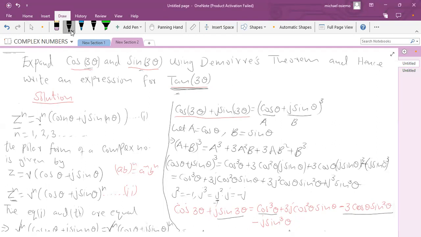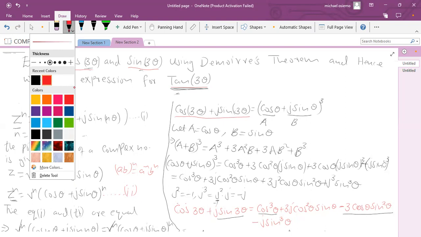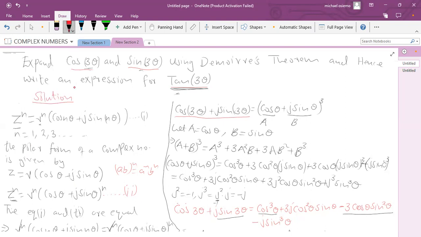So De Moivre's theorem states that zⁿ is equal to rⁿ (cos nθ + j sin nθ). And this we call equation number 1, where n is equal to 1, 2, 3, and so on.